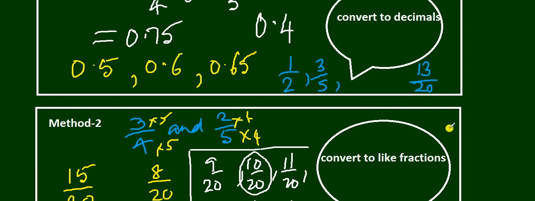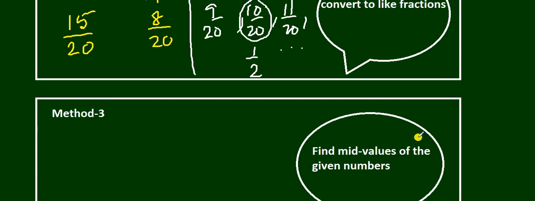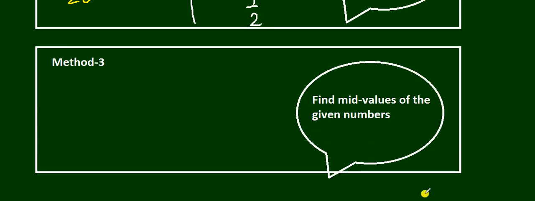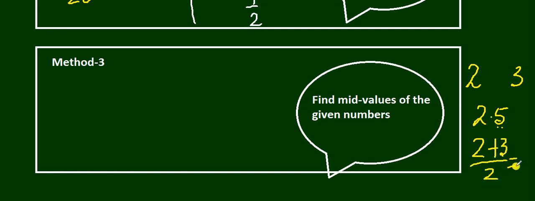Now I move on to my last method, method 3. What exactly do we do here? We try to find the mid values of the given numbers. What exactly do I mean? Let me take a simple example, 2 and 3. A number between 2 and 3 I can quickly say is 2.5. How do I get 2.5? I add 2 and 3 and divide by 2, so that I get 5 over 2, which is 2.5. This number lies exactly between the numbers 2 and 3.